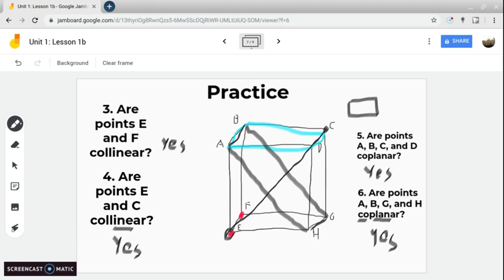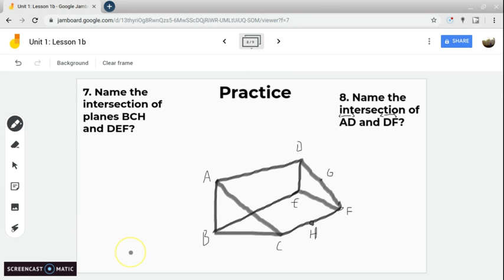Okay. What else was I going to say? Alright, that's it for this one. Alright, practice. Last practice. Name the intersection of planes BCH and DEF. And then number 8 is name the intersection of line AD and line DF. Pause.